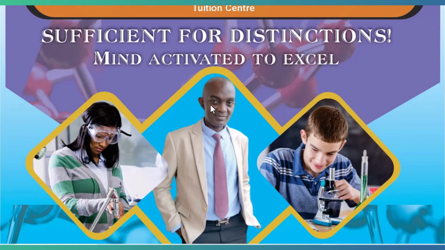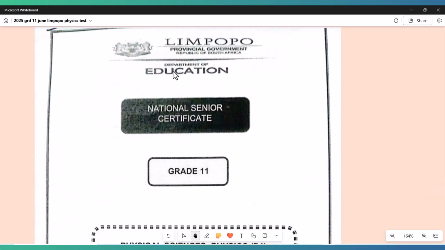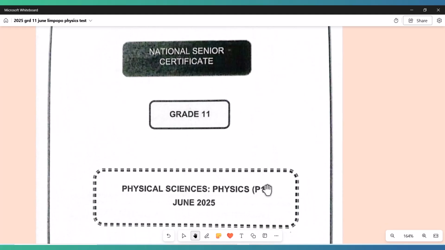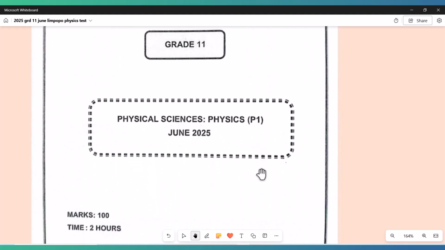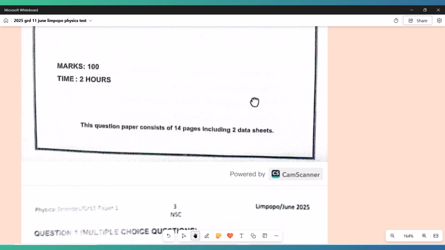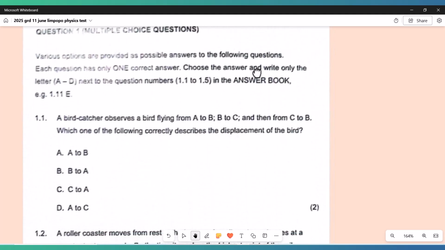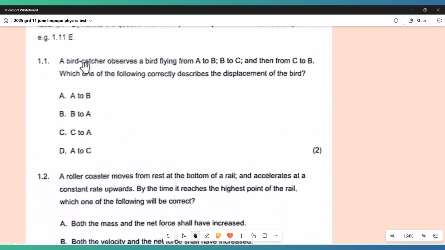Join me as we go through this June paper for 2025, Limpopo, grade 11, physics. Okay, here we go. Let us continue. As you can see, this is from Limpopo, grade 11, physics paper on June 2025. Question 1.1 says that a bird catcher observes a bird flying from A to B, B to C, and then from C to B.